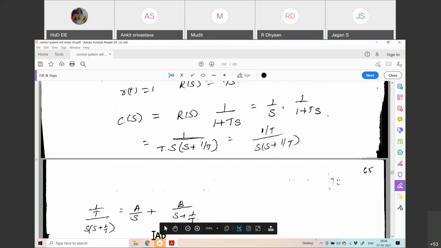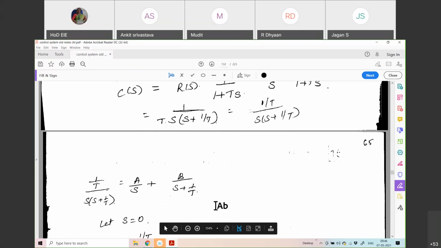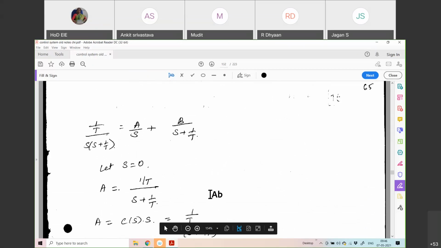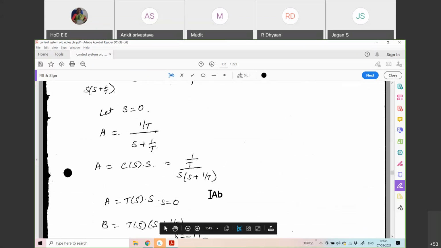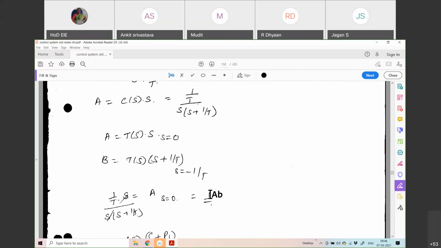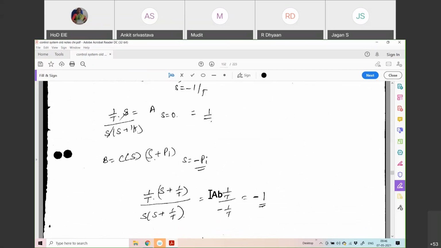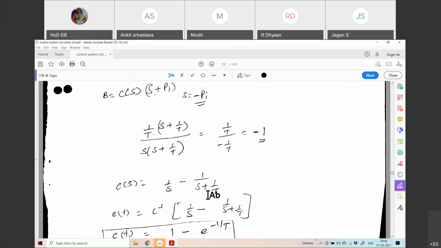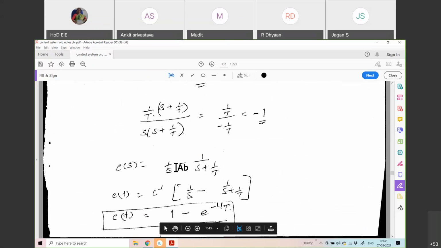what do I have to get? A by S plus B by S plus 1 by T, using partial fractions. I would be getting the values of A and B. So you know this partial fractions method, right? Find out A and B. Finally, you have to get C of S. C of S would be 1 by S minus 1 by S plus 1 by T, when you simplify using partial fractions.